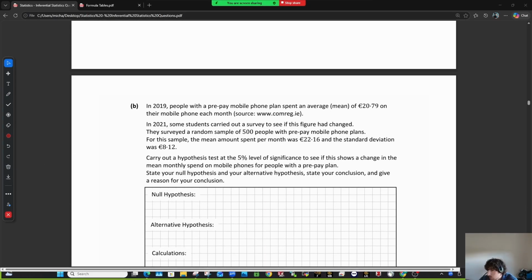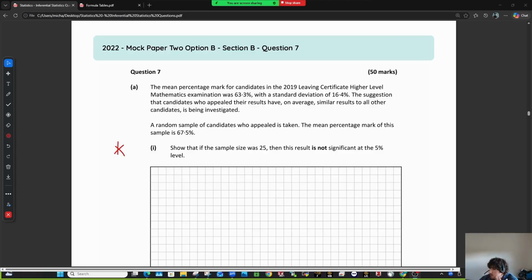So let me pause. Okay, so I've scrolled along here now to the 2022 mock paper. This is a good question because this revises a little bit of what we just talked about a second ago, which was how you can change the sample size to make a result significant or not significant. In other words, you move in and out of the rejection region depending on the sample size.